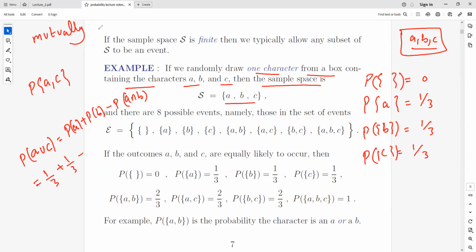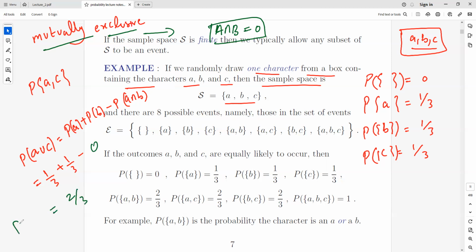So here we have one more definition: mutually exclusive. Mutually exclusive means that both events cannot occur at the same time, because we are drawing one alphabet from these three, so we are going to get one alphabet at a time. Therefore, for mutually exclusive events, A intersection B is always zero. So this is zero, and we get 2/3. The probability of A or C is going to be 2/3. Similarly, for A and B it is again 2/3, and for B and C it is again 2/3.